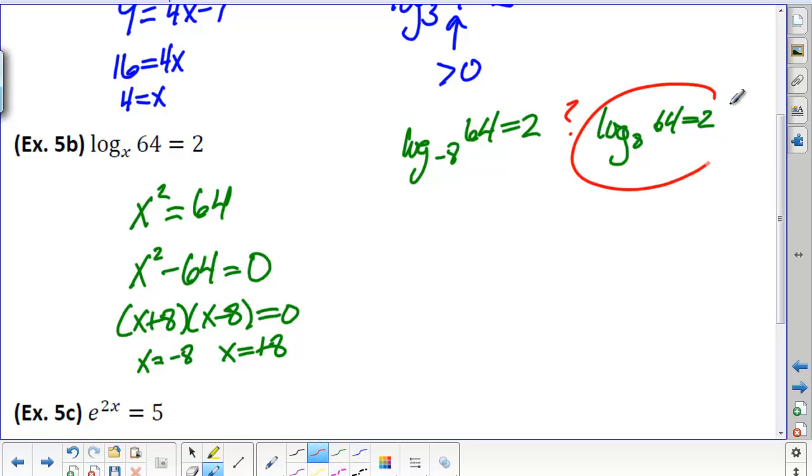Well, this one's fine. This one, on the other hand, has issues, right? This number right here can't be negative. So that means that negative 8 is actually not a solution, and only positive 8 works. And so that's one of those restrictions we mentioned earlier. The base has to be positive, and it can't be 1. So we toss out negative 8, and we're just left with positive 8 as our solution.